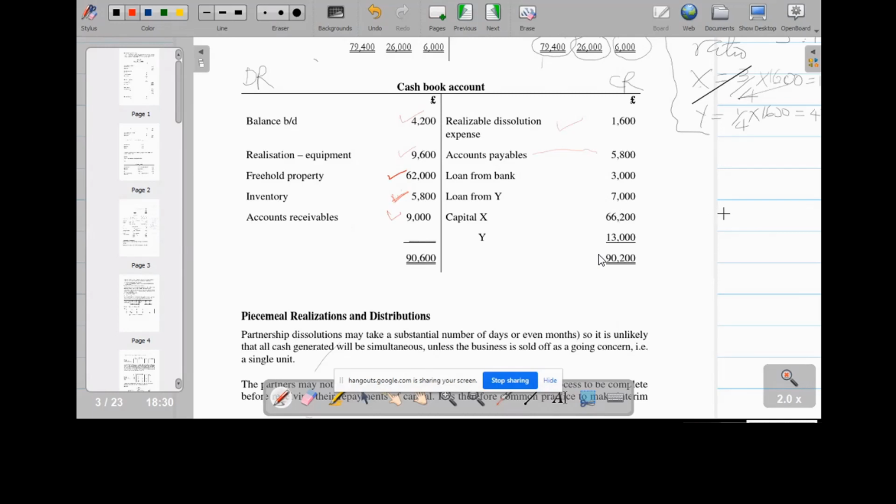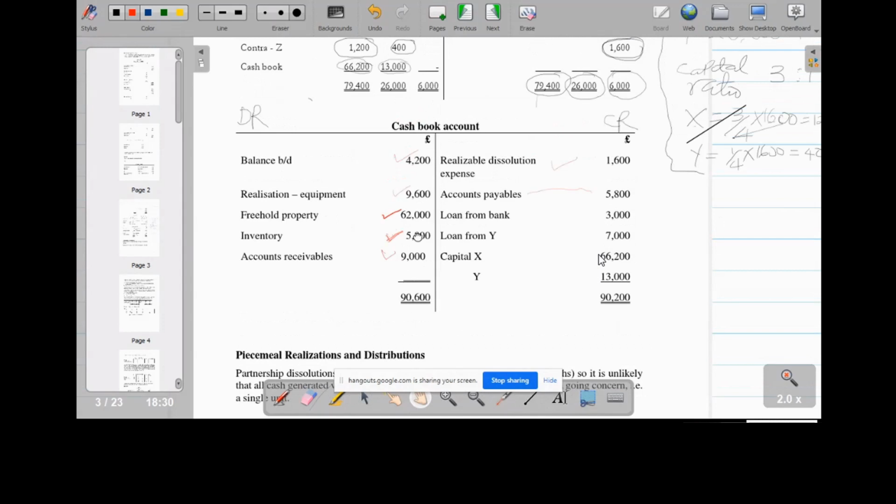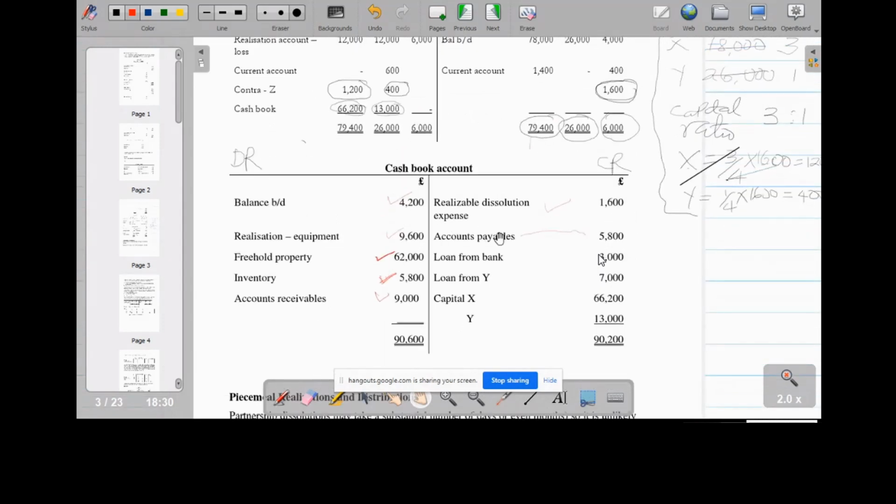Then from here, partner X is entitled to a capital balance of 60. It was 60 what? 66,200, right? Yes. So minus 66,200. Then we minus 13,000 for partner Y.